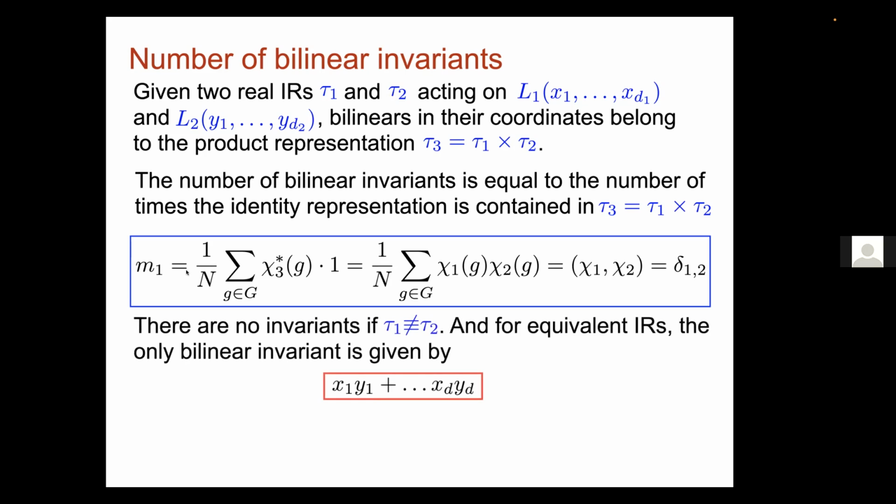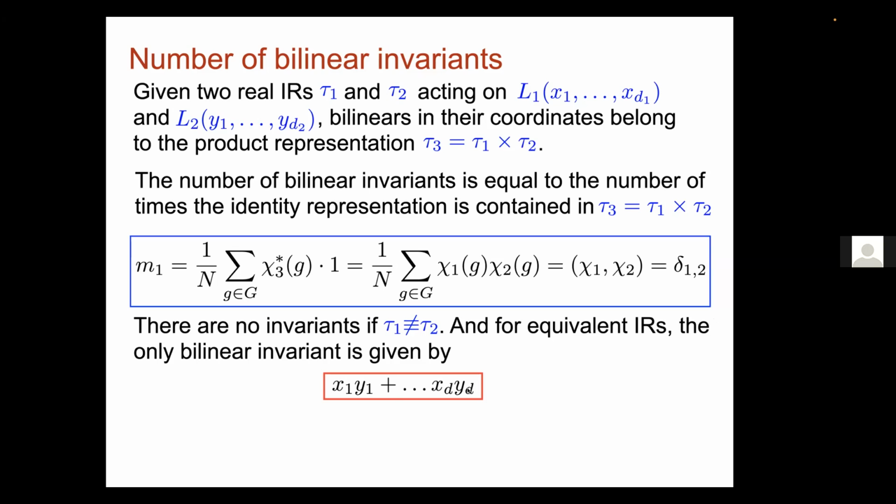So what does it mean? Well, this simply means that if tau 1 is not equivalent to tau 2, this is 0. So the identity representation doesn't appear in the decomposition, so it means that there are no bilinear invariants. So the only way to get bilinear invariants when you multiply irreps is by multiplying an irrep by itself, okay? By the same representation or equivalent, which is the same. And for equivalent representations, we knew what the only bilinear was, just the scalar product, okay?